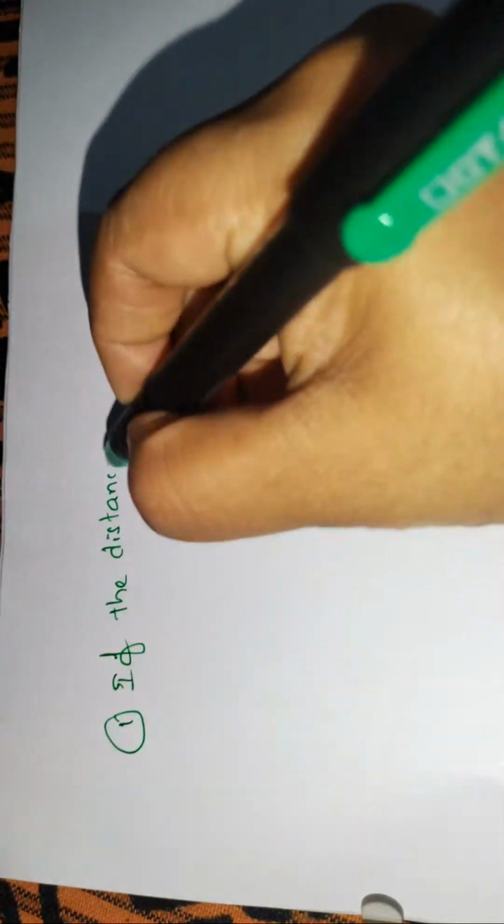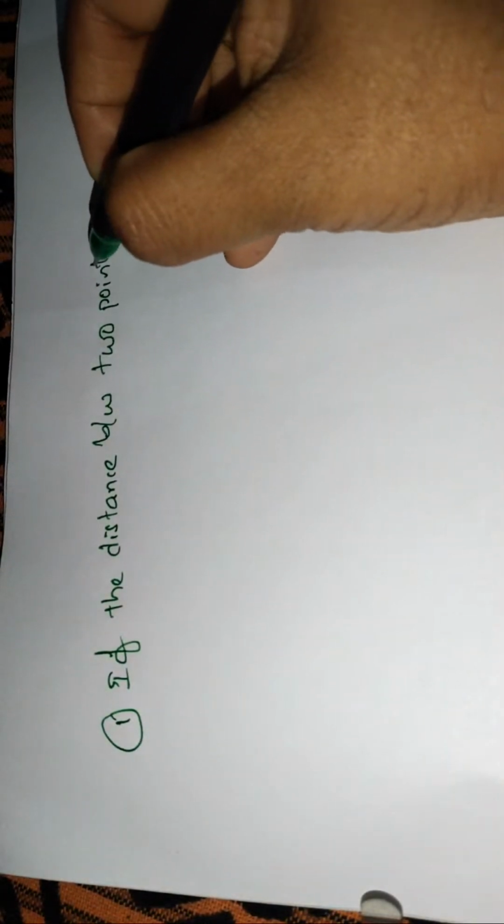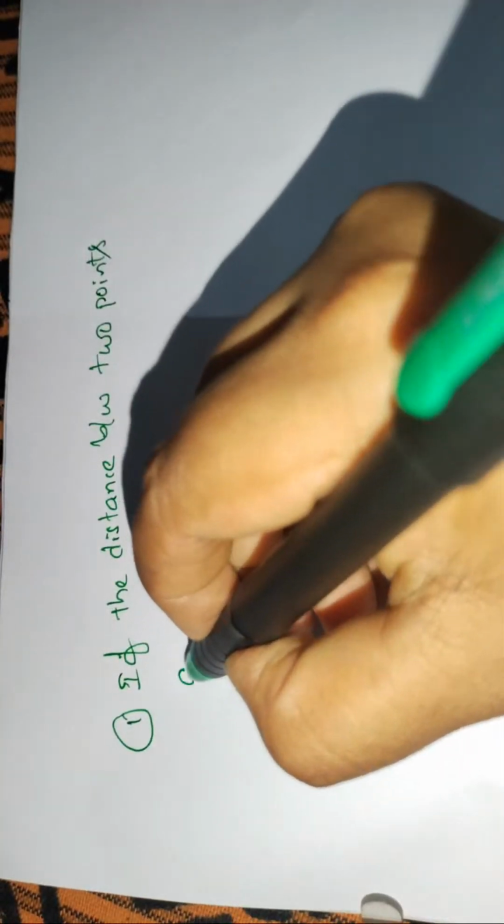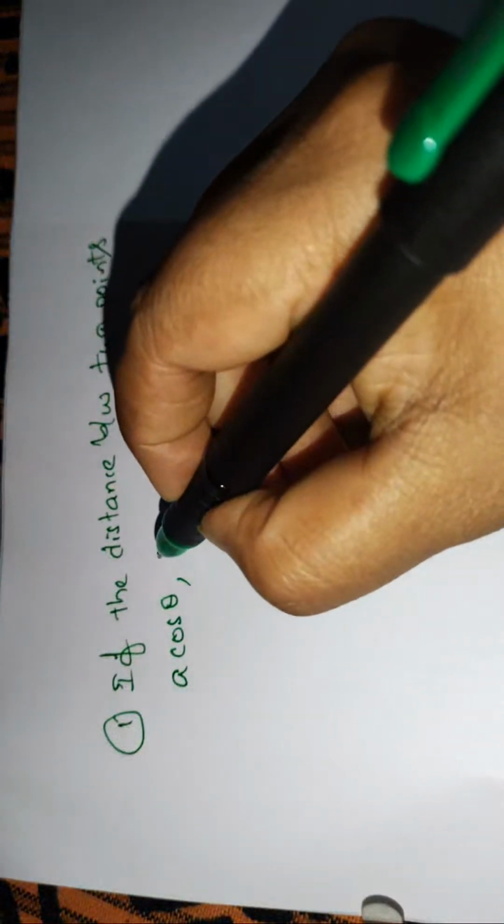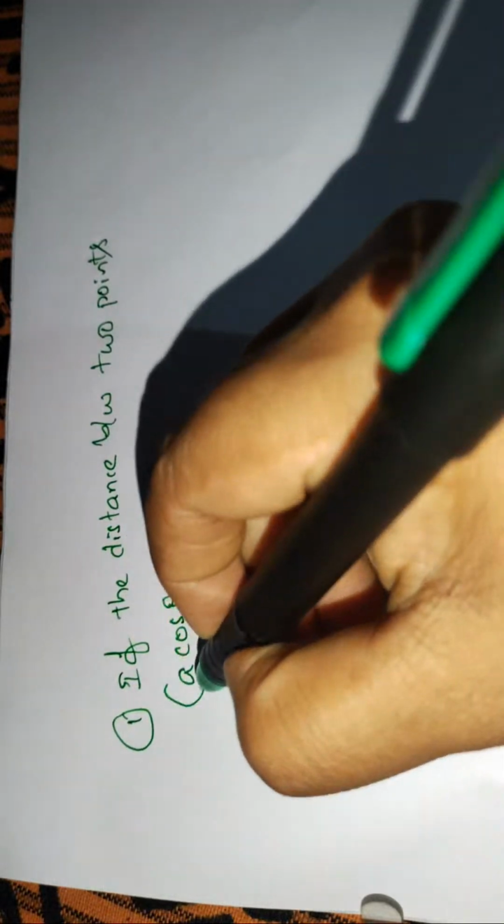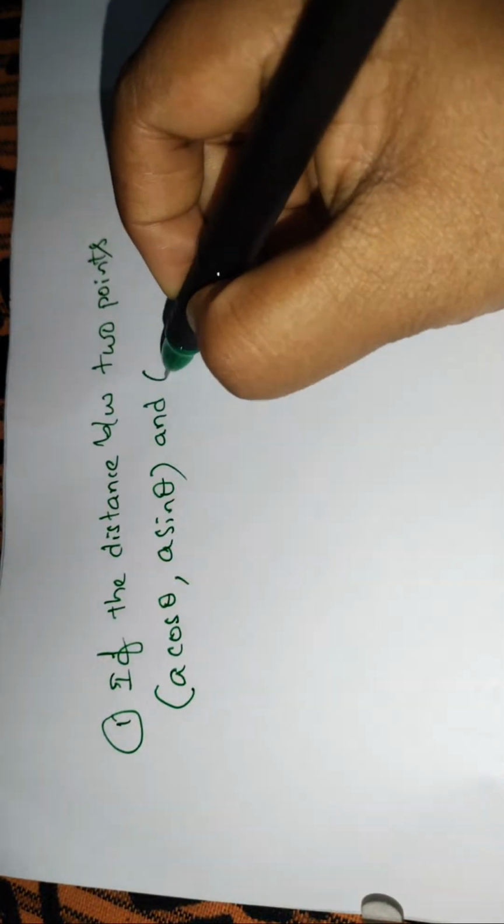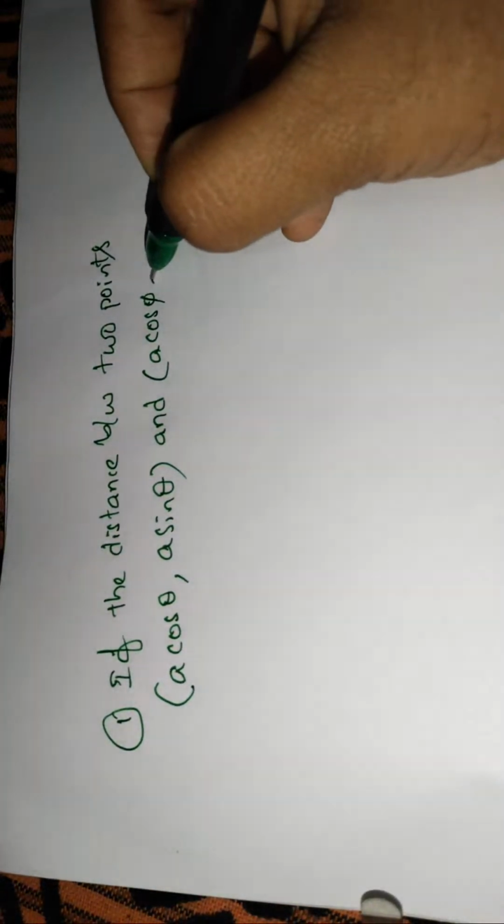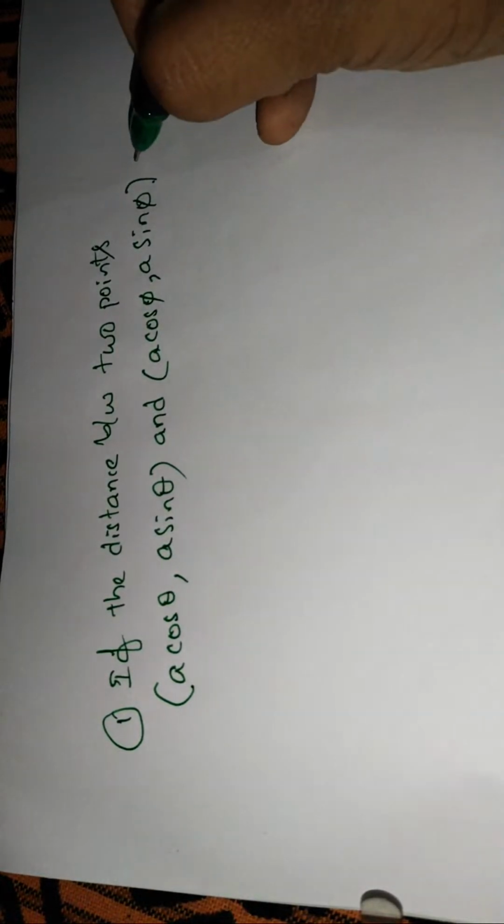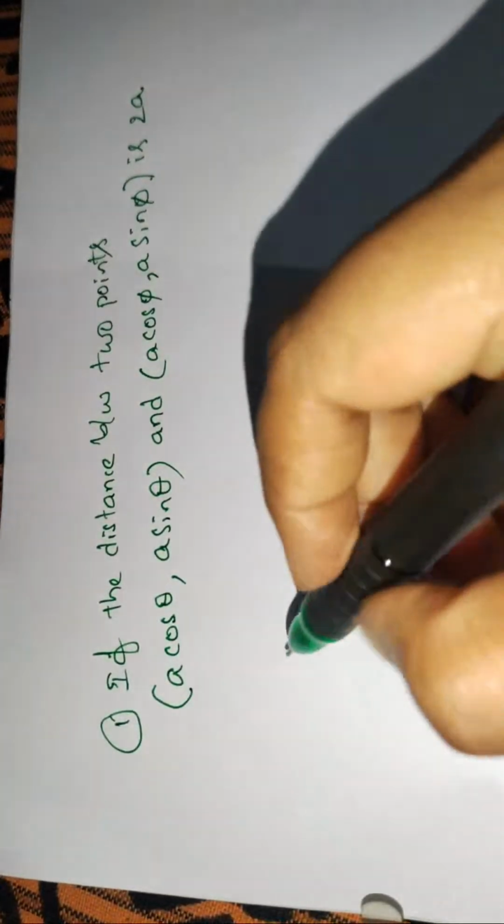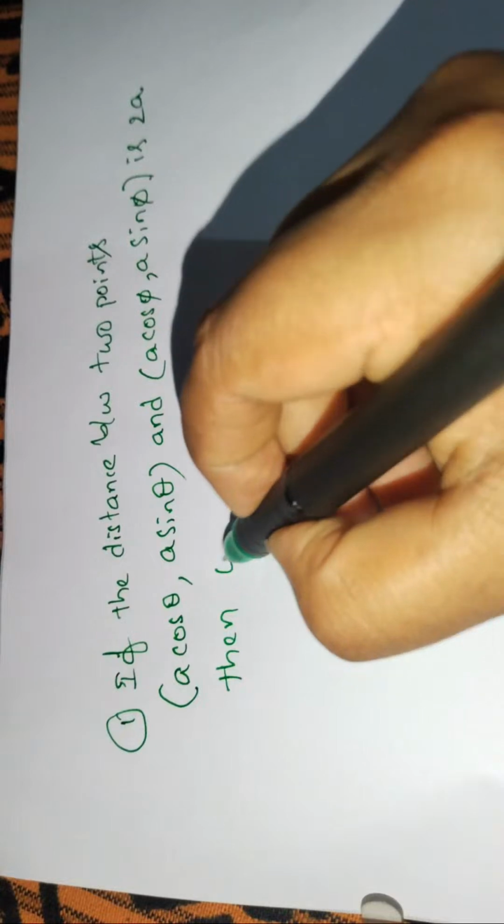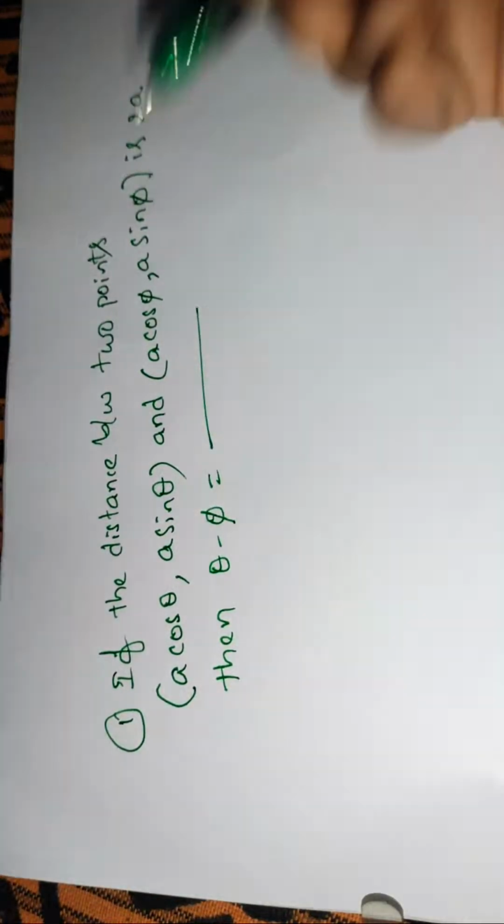The question is, if the distance between two points, write the points A cos theta comma A sin theta, and the second point A cos phi comma A sin phi, is 2a, then theta minus phi is equal to, and they gave options.